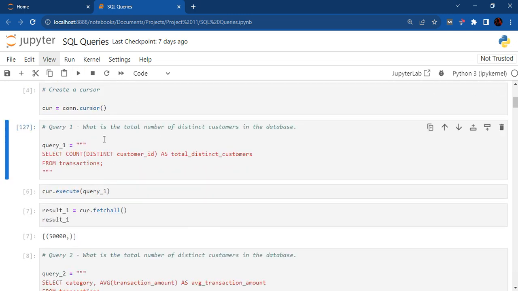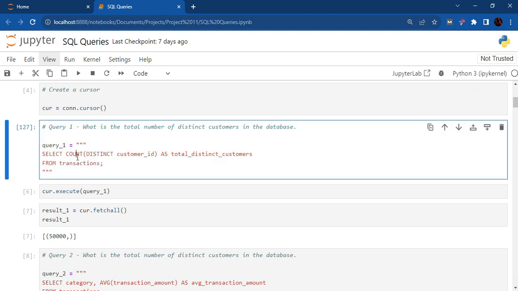Now, this is the first query. It asks: what is the total number of distinct customers in the database? First, use the count function, which is an aggregation function. We then use DISTINCT. DISTINCT selects non-duplicates: assuming there are many duplicates in a particular column, it selects just a single value of each instead of taking all the duplicates. So you now use the customer ID.